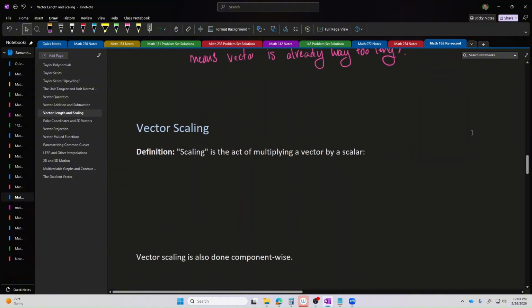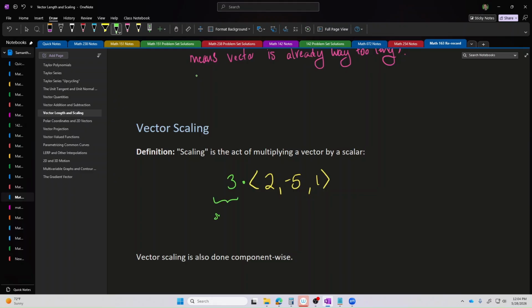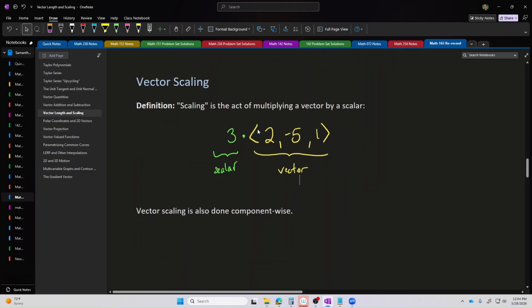So now let's talk about an operation which is called vector scaling. When we talk about scaling, that word means multiplying a vector by a scalar. So something, for example, like taking the vector 2 comma minus 5 comma 1 and multiplying that vector by a scalar like 3. Vector scaling is multiplying a vector by a scalar.